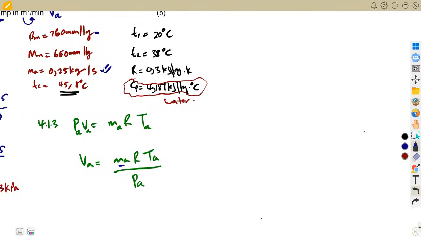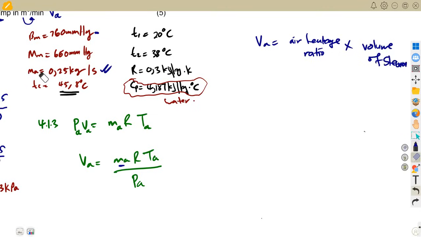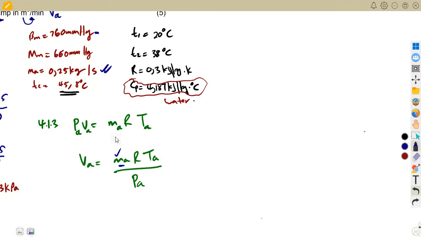Sometimes they give you, I talked about this, a ratio where you calculate the volume of air from the air leakage. If you are given an air leakage ratio, you're gonna use the air leakage ratio times the volume of steam. But in this case, we are given direct the mass of air, so we're not going to consider multiplying anything. I mean the mass of air, not the volume. Sorry for that, guys. Otherwise it's going to be ratio times mass of steam. But here we are given it directly.